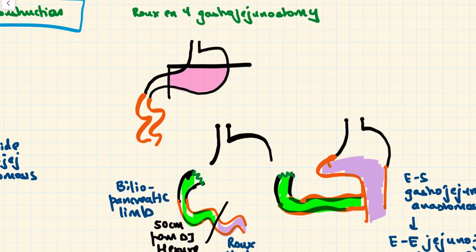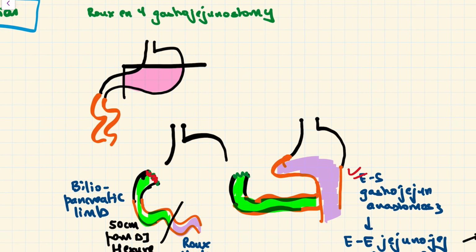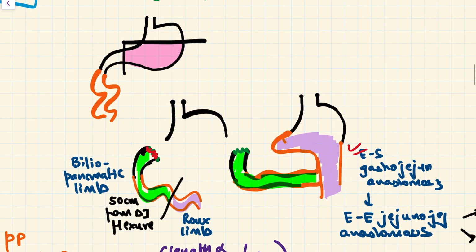Then the third type is a Roux-en-Y gastrojejunostomy. Here again, a large part of the stomach is removed, right, and then the duodenum is cut, the cut end of the duodenum is sutured, and an end-to-side gastrojejunostomy is performed again, right.